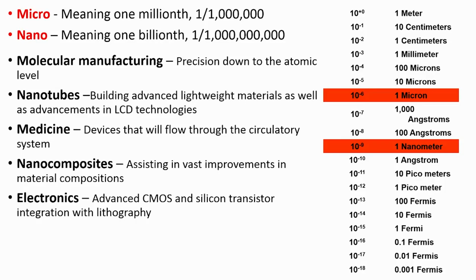In the same way, when you talk about medicine, there are devices that will flow through the circulatory system. They are all micro and nano devices. A lot of research is going on in this domain as well. When we talk about nanocomposites, it is about assisting in various improvements in material composition, while when you talk about electronics, we are talking about advanced complementary metal oxide semiconductor and silicon transistors fabricated with lithography.